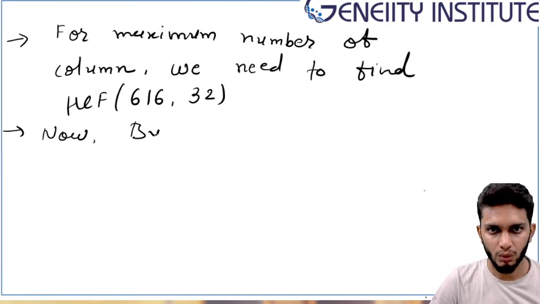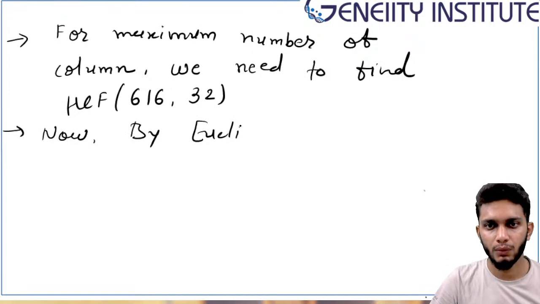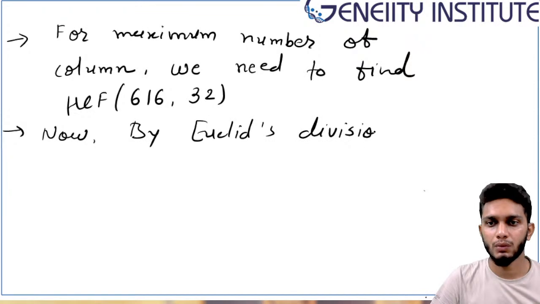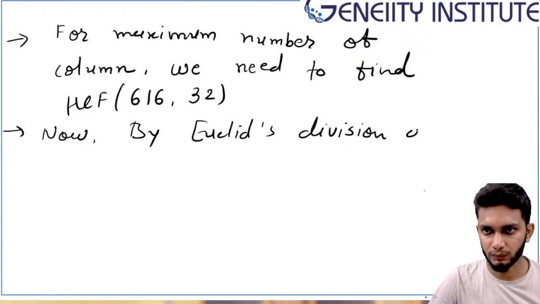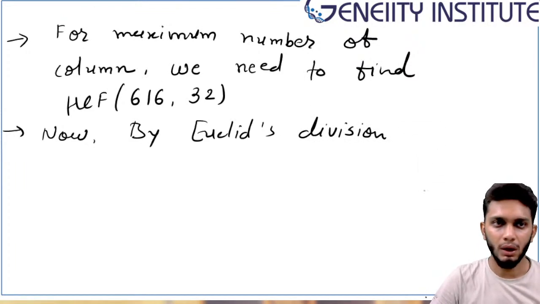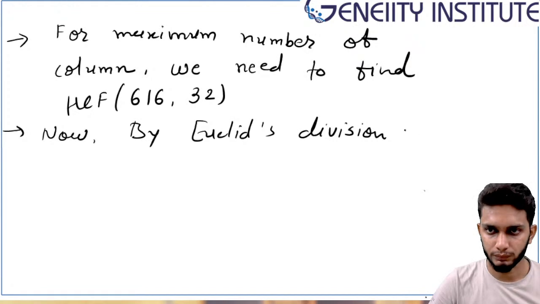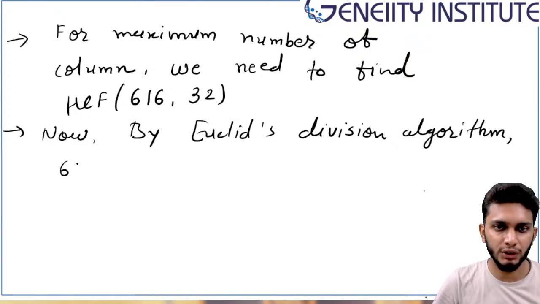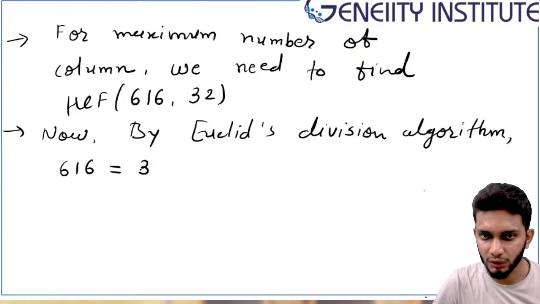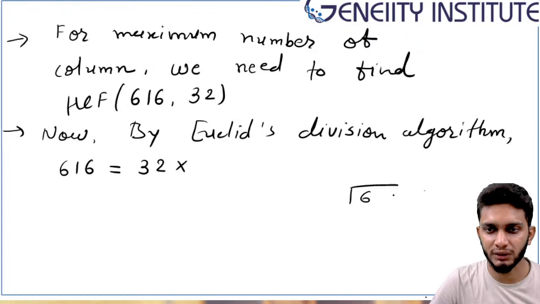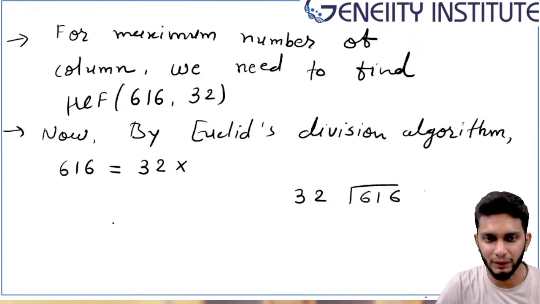by Euclid's division algorithm. By Euclid's division algorithm. See, 616 divided by 32. नहीं पता है भाई, करो ना. 616 divided by 32 directly.